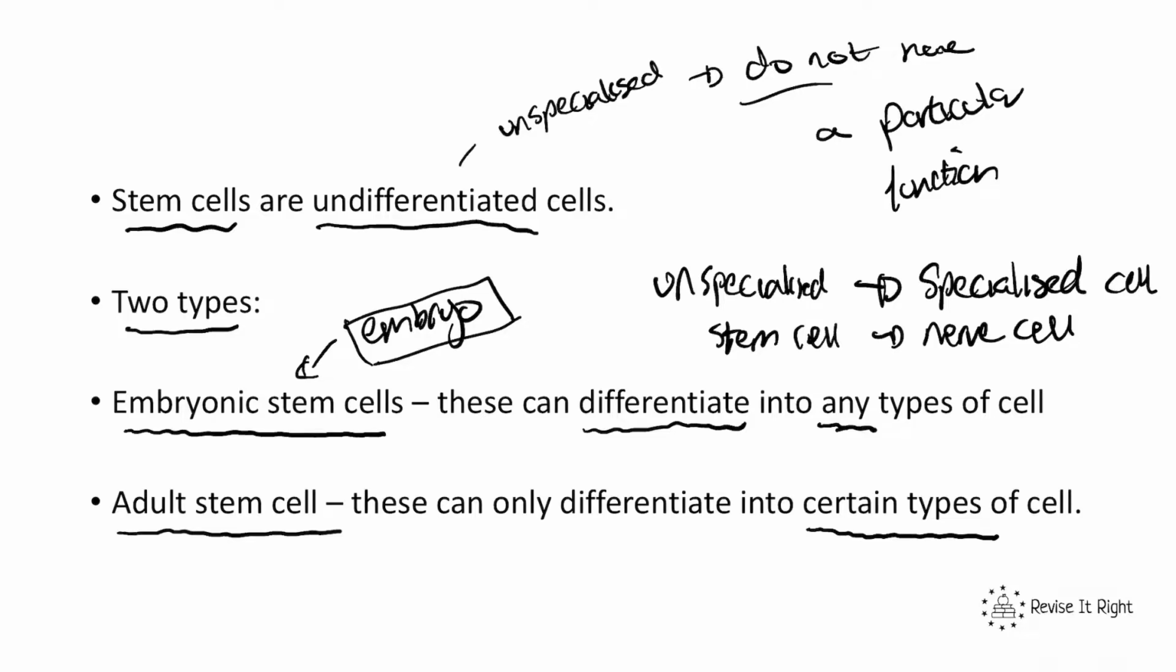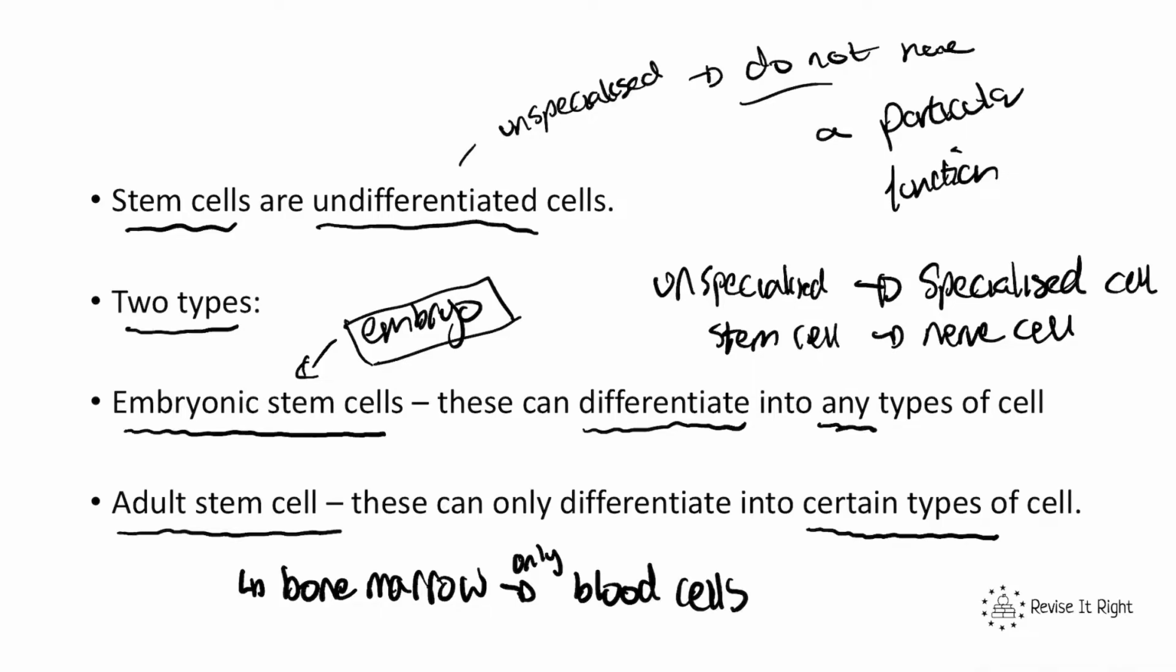You need to be aware that you can get adult stem cells from our bone marrow. These stem cells that you find in our bone marrow can only differentiate into certain types of cell. They can only differentiate into blood cells. We've not looked at any blood cells yet, but you've got white and red blood cells. So the cells in our bone marrow can only differentiate into blood cells. Embryonic stem cells are obviously much more useful potentially, but adult stem cells are also useful.